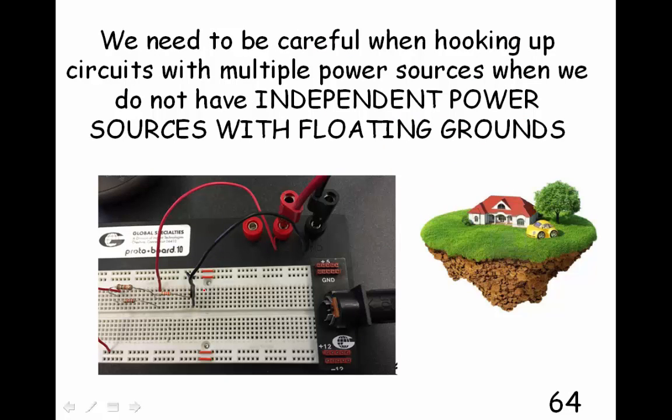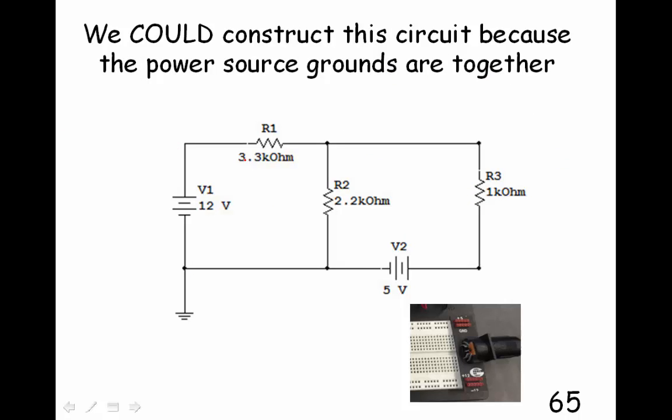Okay. Finally, we talk about what a floating ground is. So we need to be careful when hooking up circuits with multiple power sources because if we don't have independent power sources that have floating grounds. And what we mean by that is, in our circuit right here, all these rails share the same ground. So that means that this terminal right here is hooked to ground even though you don't see it. And this terminal is hooked to ground because I already put it in from Multisim, but it's hooked in and it's invisible. So these terminals are hooked invisibly to ground.